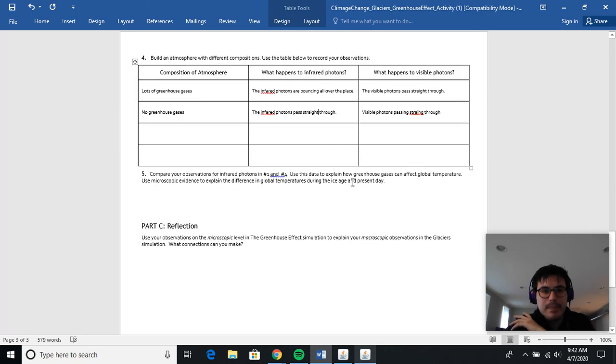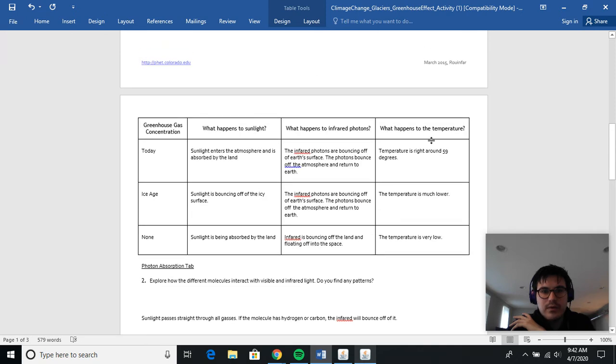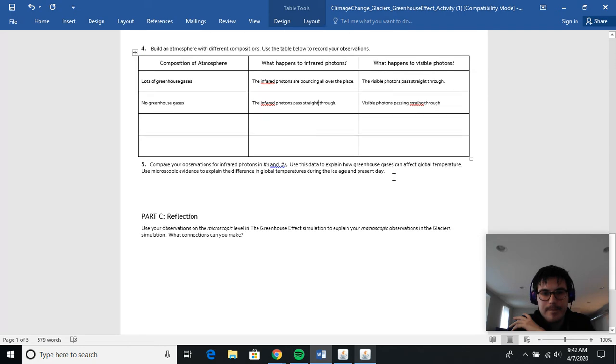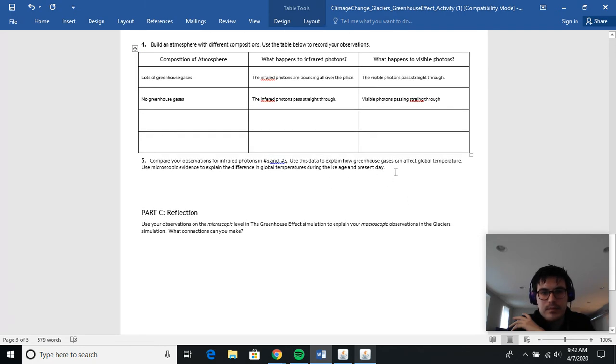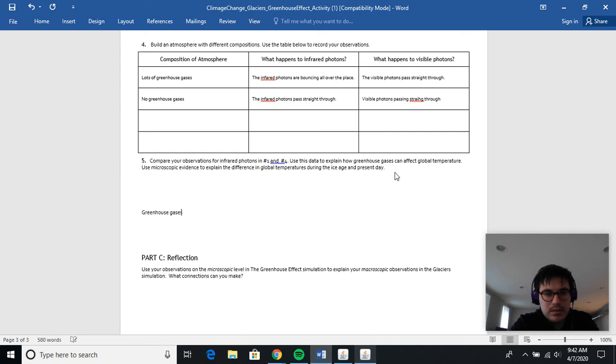So, microscopic evidence would be these photons, okay? So the temperature is around 59 degrees today. It was much lower in the Ice Age. Why? Well, here's the sentence starter. Greenhouse gases affect global temperature. Why? What do you think? Give you time to think about it.